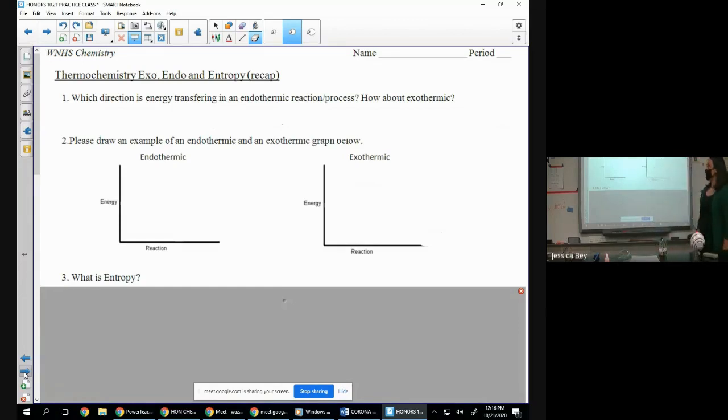In which direction, in or out, is energy going in an endothermic reaction? Endothermic. Anijah, T.